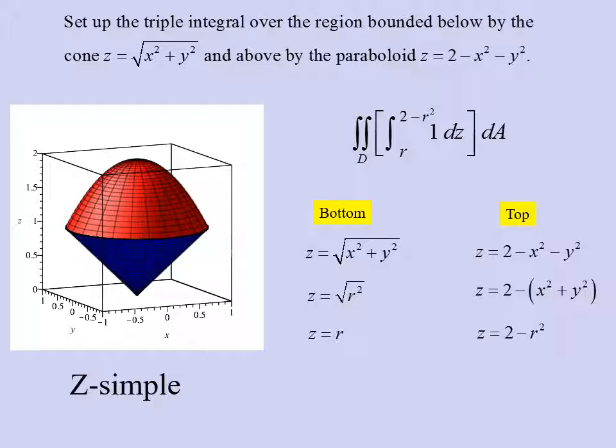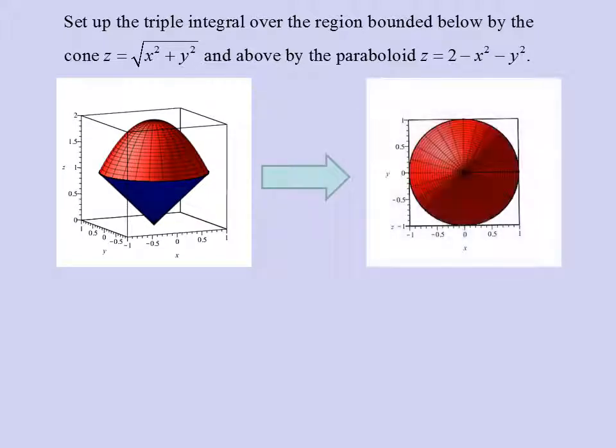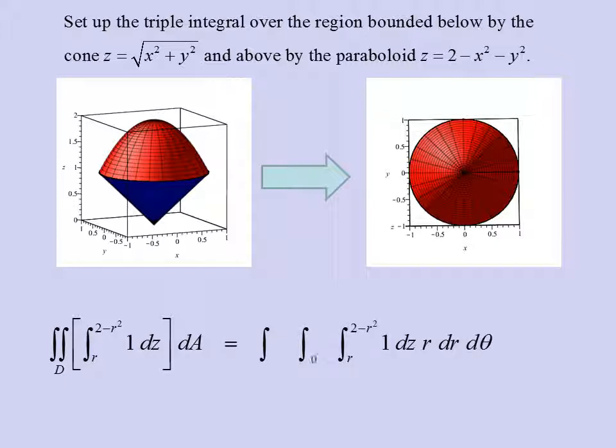And then, like before, we need to convert the remaining region, D. So we'll look down the z-axis, and we see the circle with a radius of 1. To describe that in polar coordinates, we simply notice that the r is going to be going from 0 to 1, and to get all the way around a circle, we have to go 0 to 2 pi.